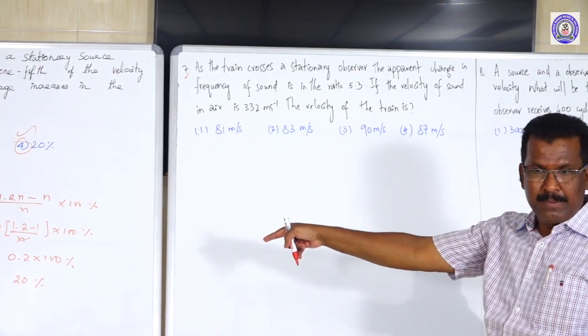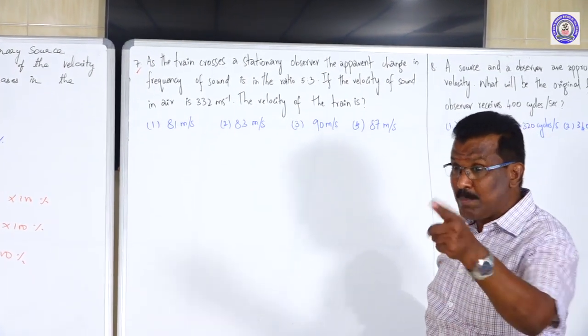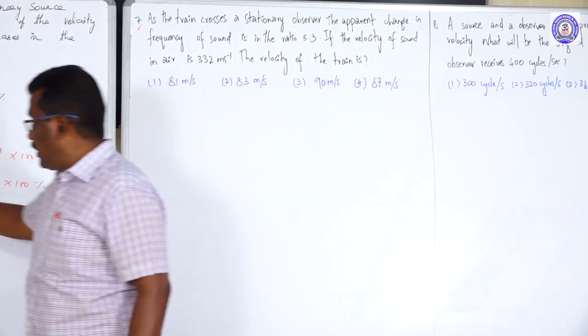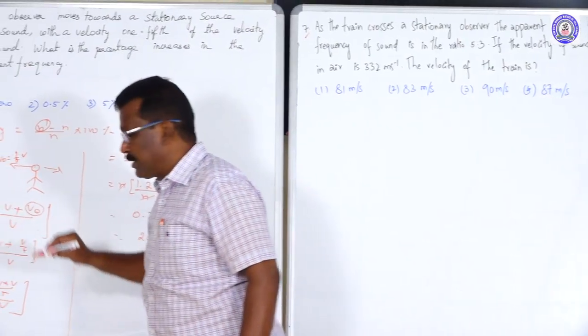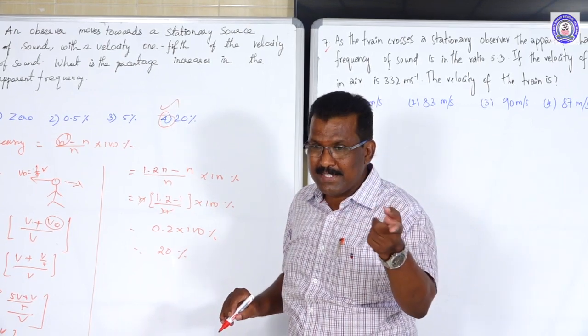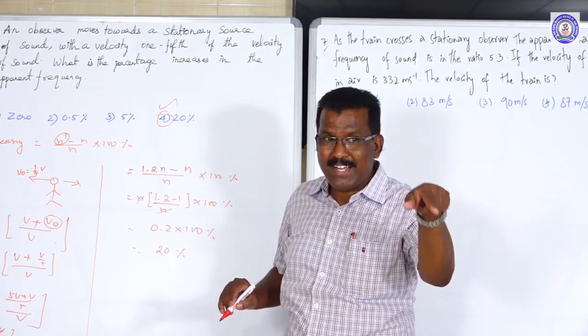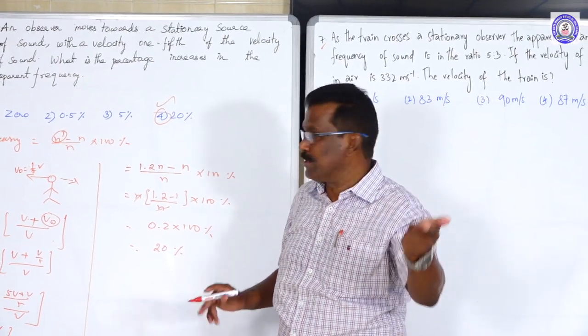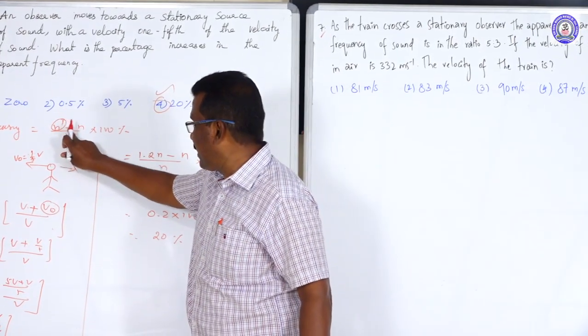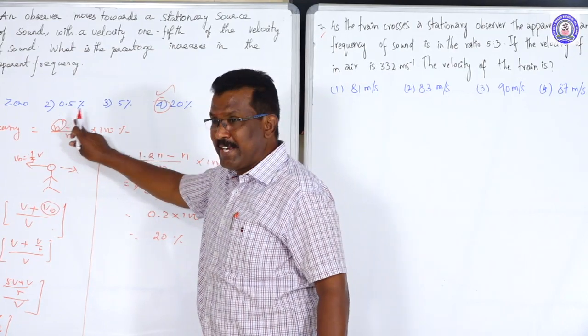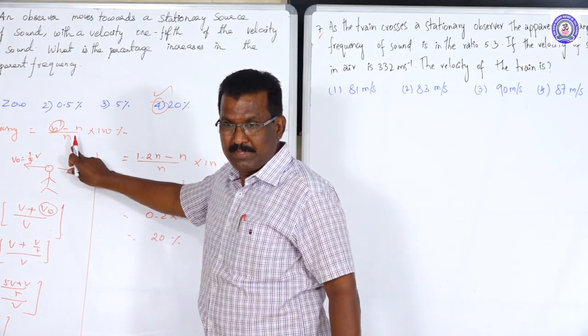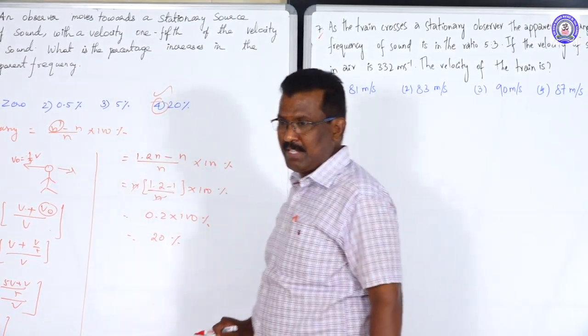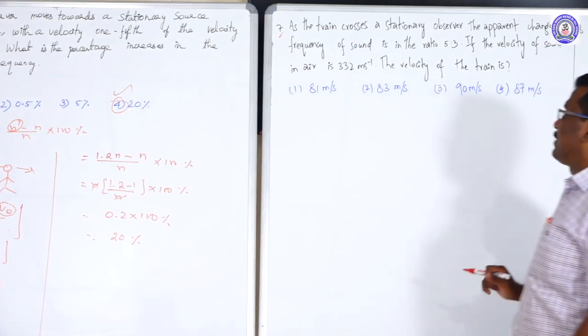Okay, this problem was the increasing percentage. Suppose the same observer is moving away from the source, is the frequency increasing or decreasing? The frequency decreases. We can easily calculate the decrease by the same formula: instead of n prime minus n, use n minus n prime divided by n, because the frequency decreases in this case. Okay, question number 7.